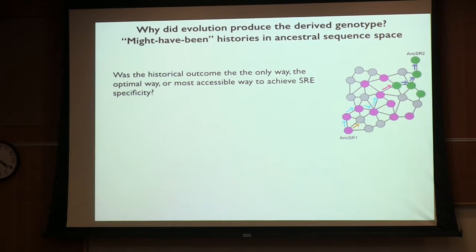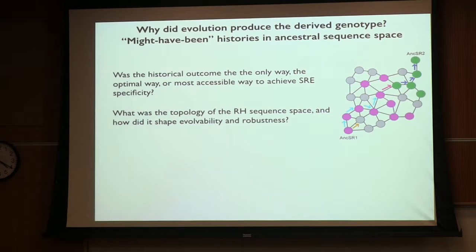Was it the best way? Was it the most accessible way in sequence space to achieve SRE specificity from the ancestral SR1? We want to know what was the topology of the sequence space over which the recognition helix sites evolved, and how did that topology, by which I mean the distribution of functions over sequence space, shape the evolvability and robustness of the protein?